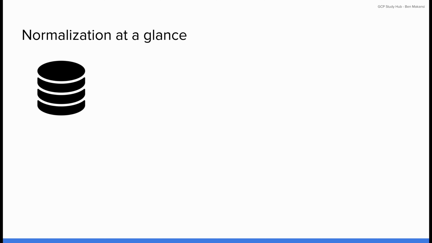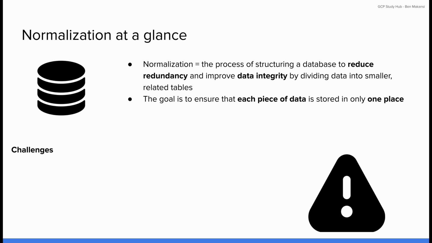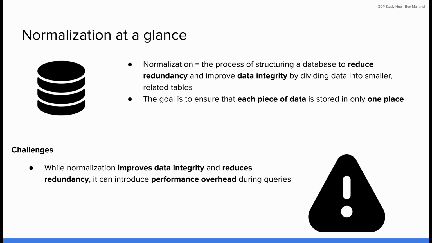So normalization is the process of structuring a database to reduce redundancy and improve data integrity. The way this is done is by dividing data into smaller related tables, each piece of data being stored in only one place. That's what it ensures. The goal is clear: to minimize duplication of data while maintaining the integrity of the data. However, while normalization improves data integrity and reduces redundancy, it does come with a trade-off. It can lead to performance overhead during queries.